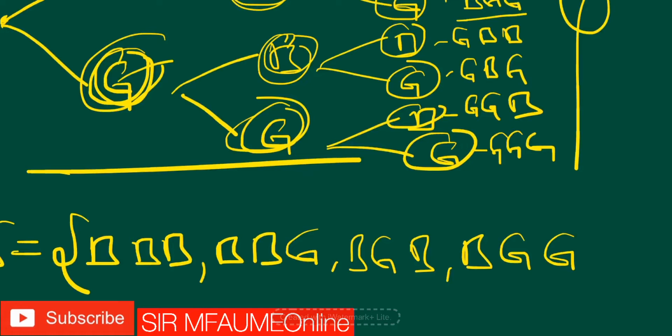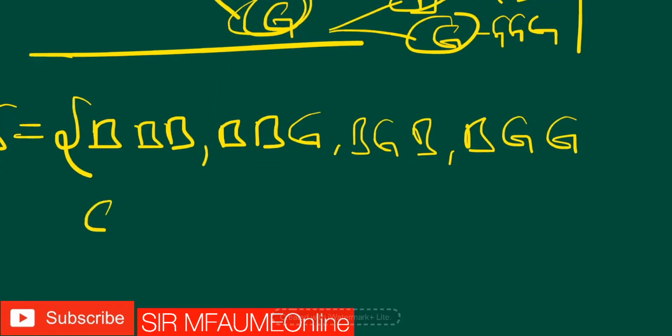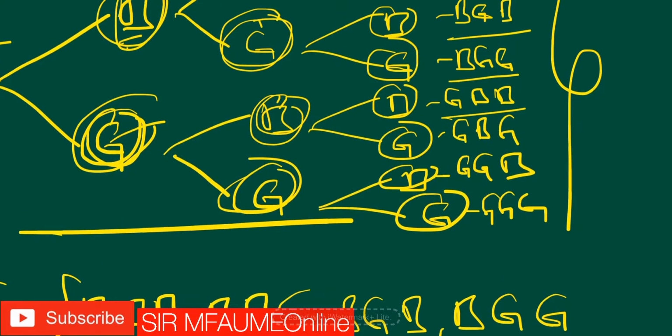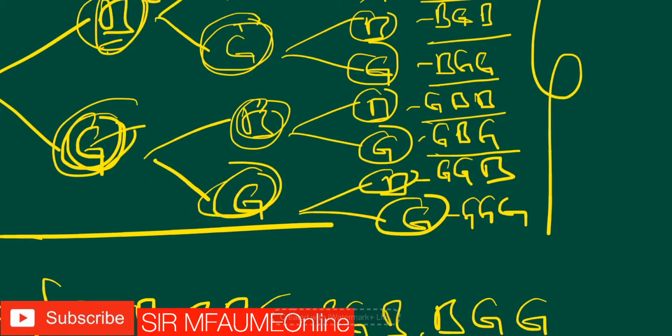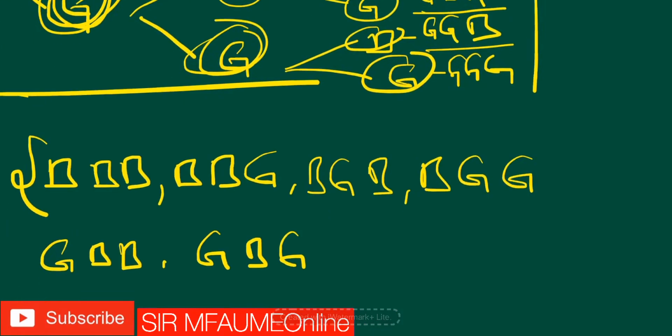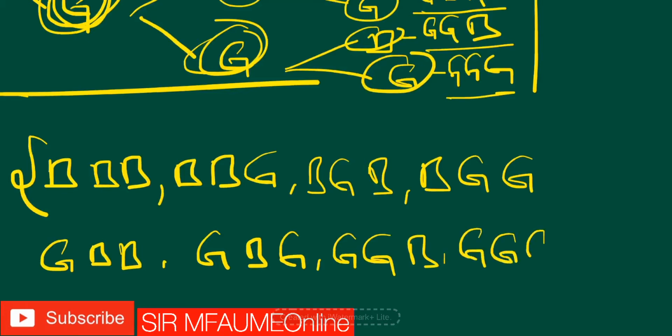Then after that one, girl, boy, boy. Then we have girl, boy, girl. Then after there, we have girl, girl, boy. Then the final, we have 3 girls, girl, girl, girl. Okay, this one will be the set of sample space.